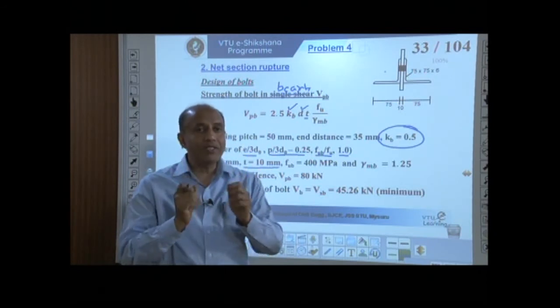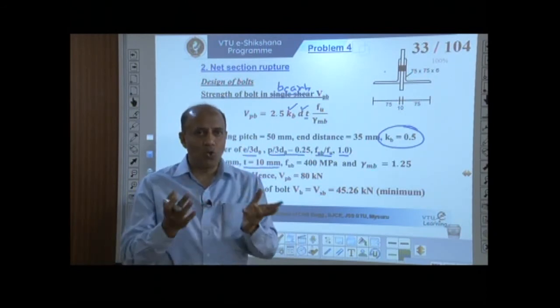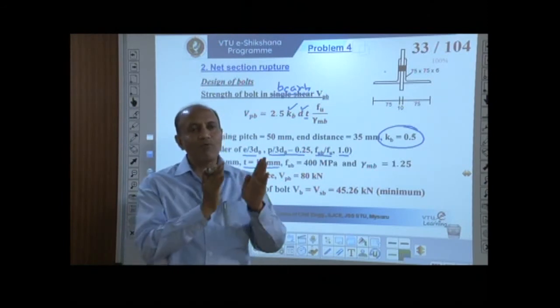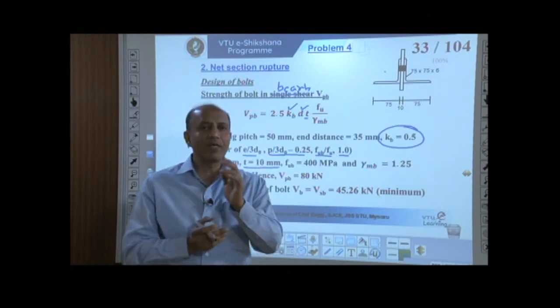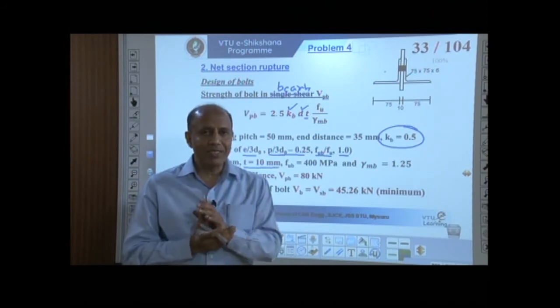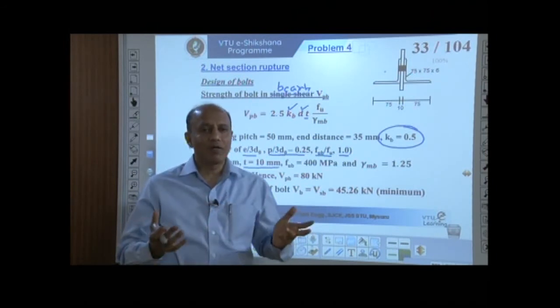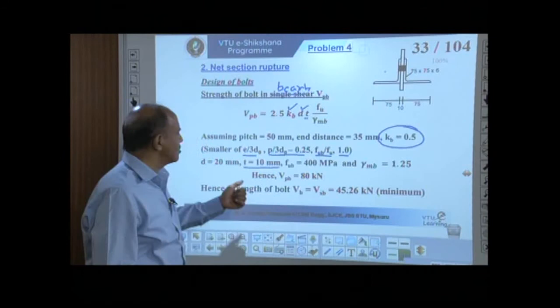Now the 2 angles resist the force together, as you know, correct? So please understand, what is the thickness of the 2 angles? It is 6 plus 6 = 12. What is the thickness of the gusset? It is 10 mm. So which is smaller, 10 or 12? It is 10. So that value has to be taken here.